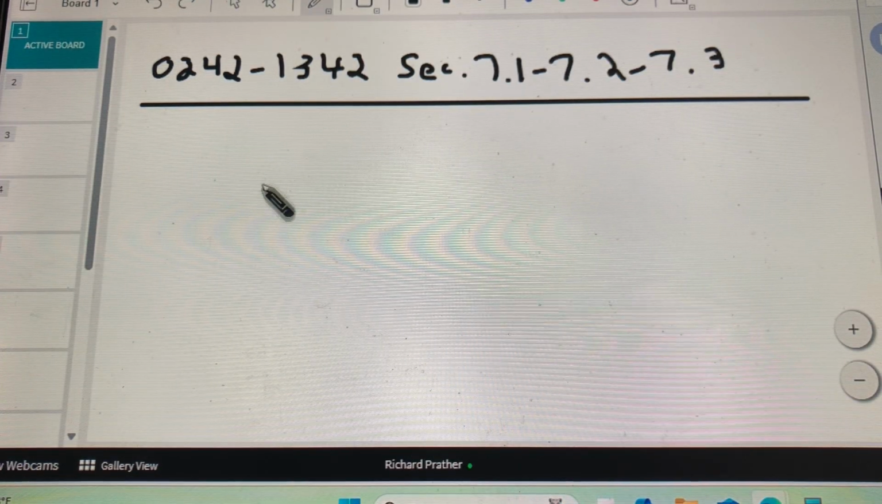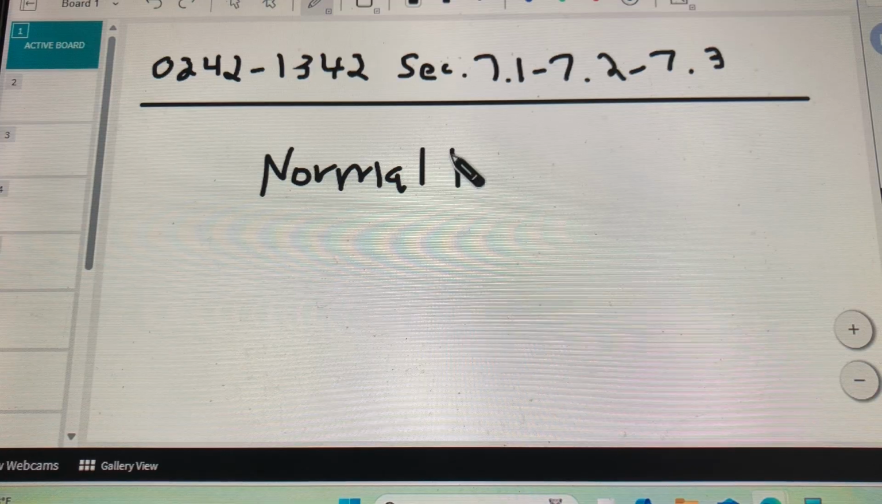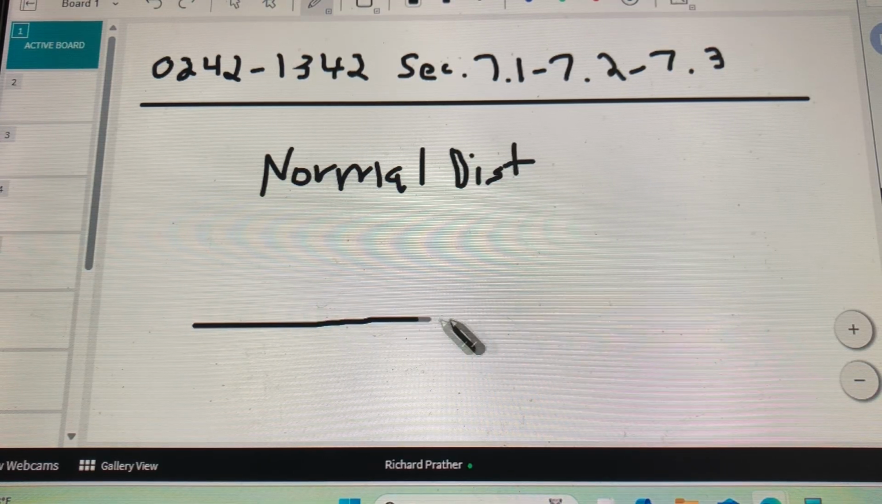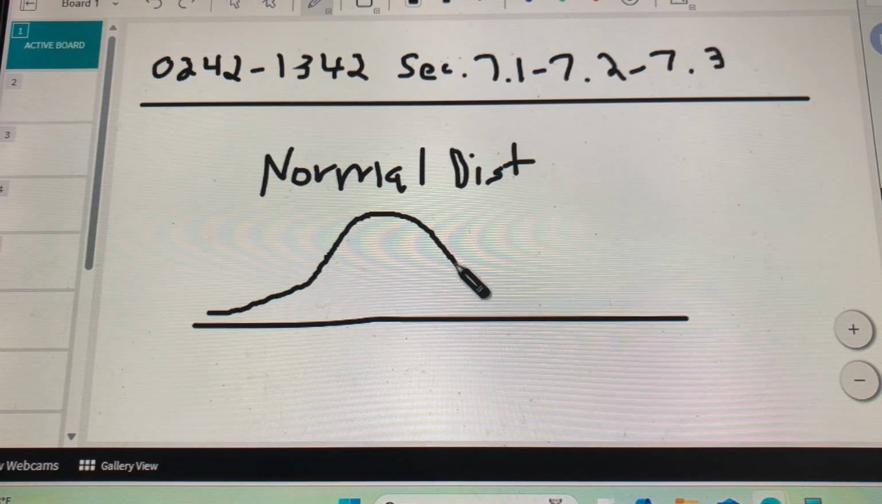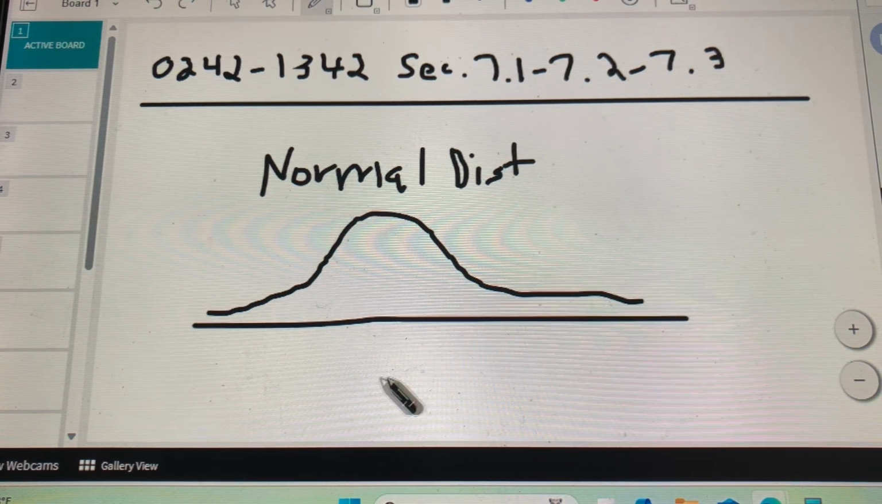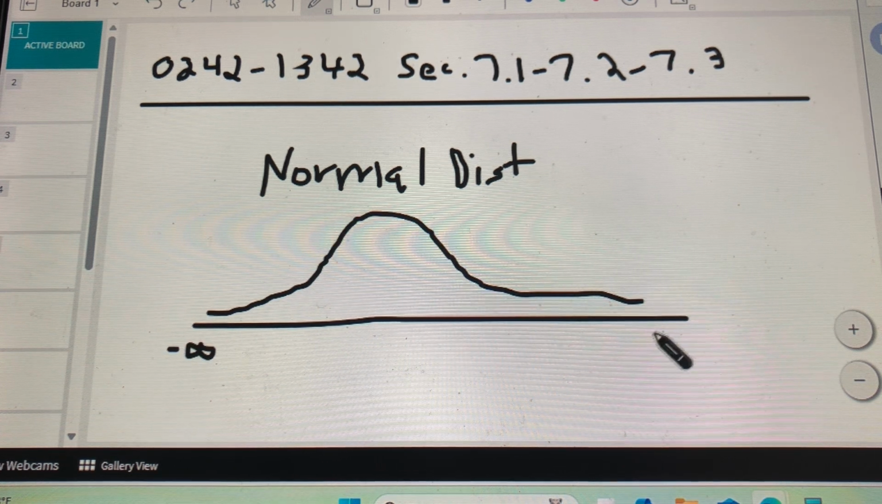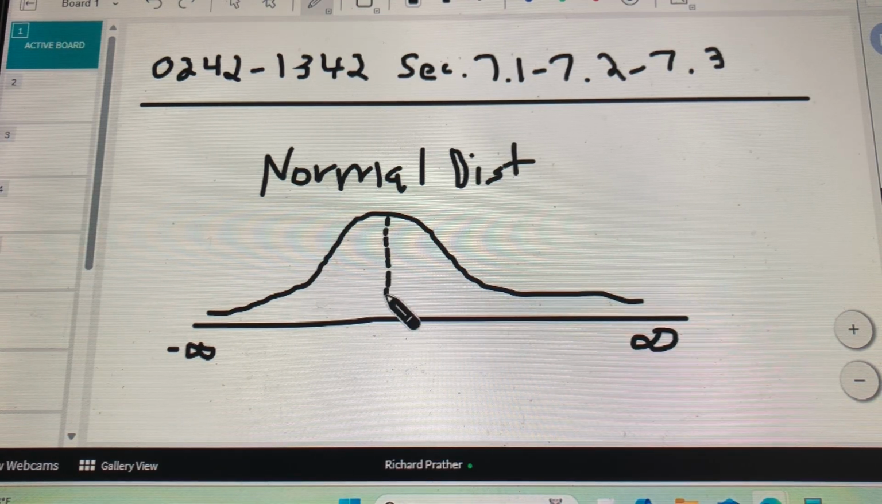This is a concept called the normal distribution. It's a symmetrical graph that's bell-shaped, and it technically goes from negative infinity to infinity. But most of it happens within the first 3 standard deviations.